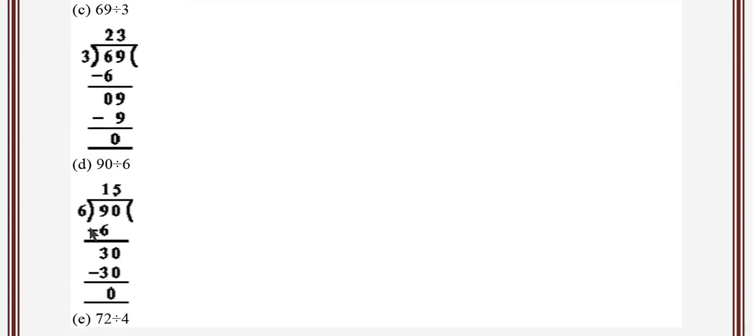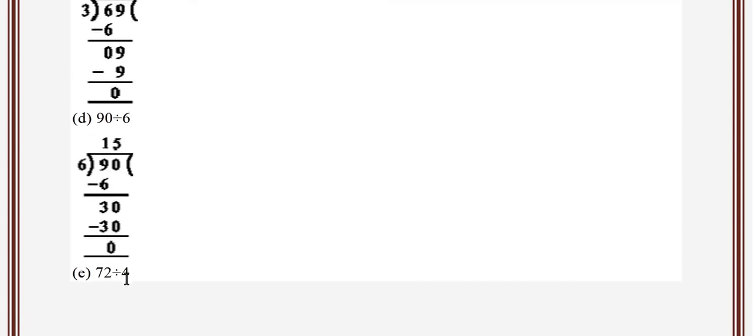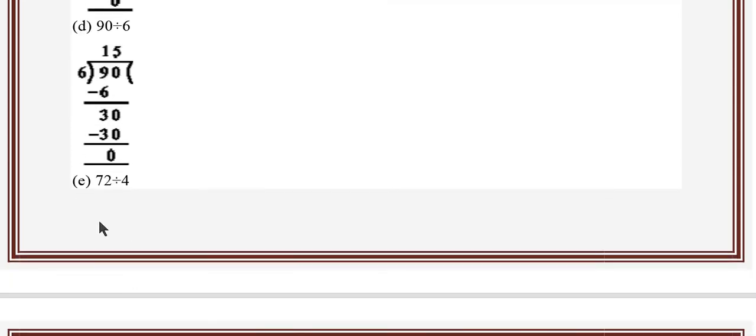90 divided by 6. 6 ones are 6. 9 minus 6 then 3 and we keep here 0. 6 fives are 30. So 90 divided by 6 is equal to 15.